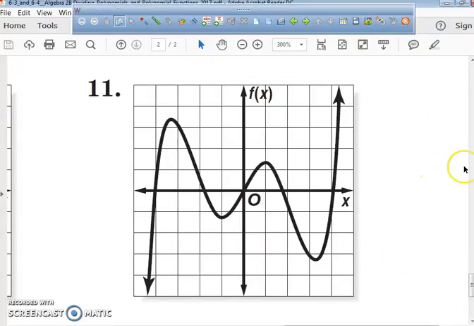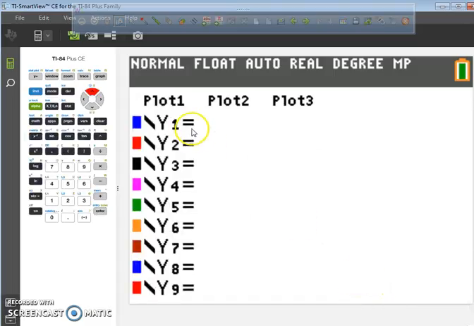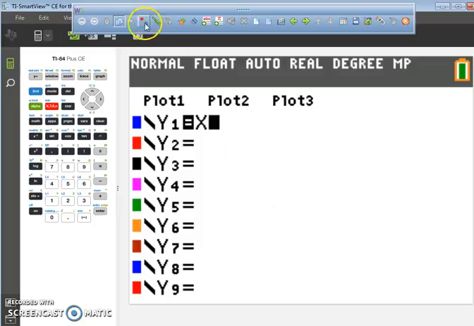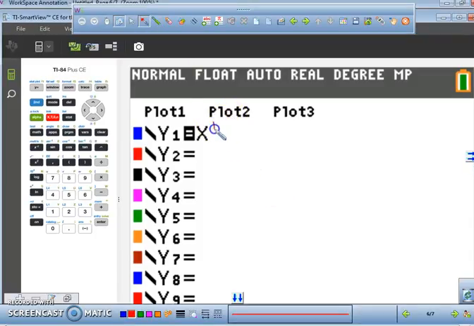Alright, in this video what we're going to be talking about is how do we know whether this is an odd degree or an even degree function. Okay? So right now what I'd like you to do is go to your graphing calculators, hit y equals, type in x. Y equals x. By the way, when I say y equals x, it's like saying y equals x to the first.